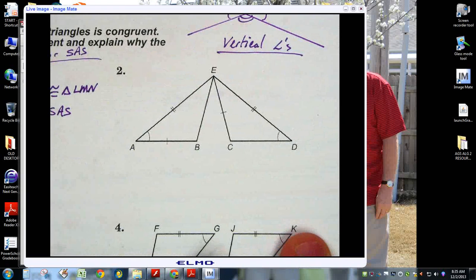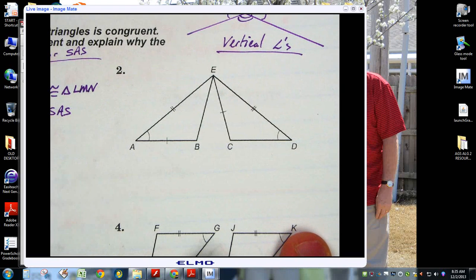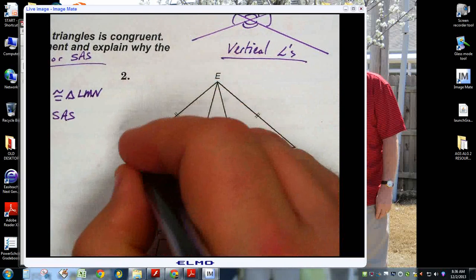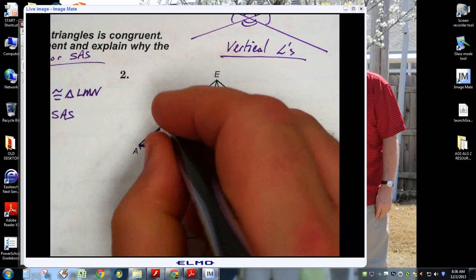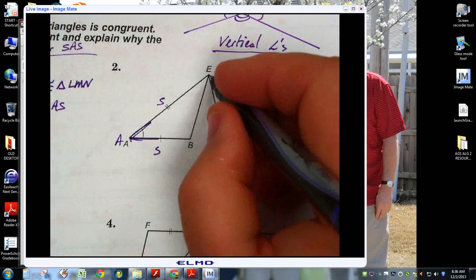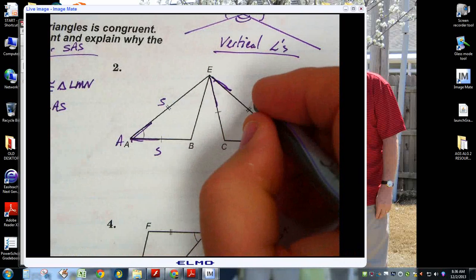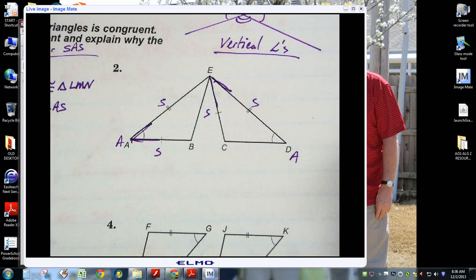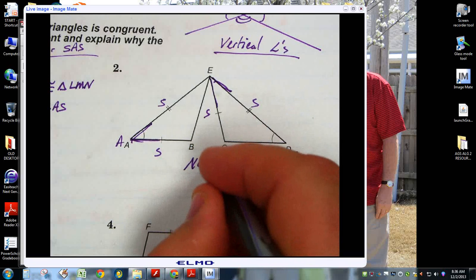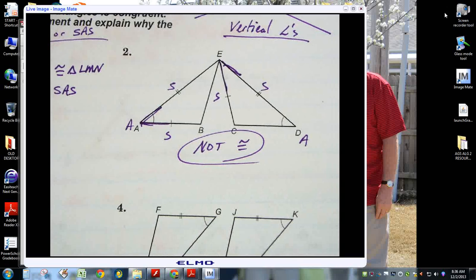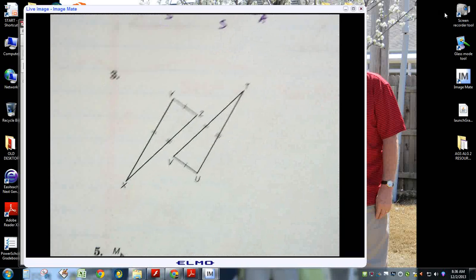Number two, I have three things here, don't I? I have an S, an A, and an S. Well, is this one side angle side? Yes. Is this side angle side? No. The angle's outside the other two, isn't it? It's not in between. So are these congruent? No. Not congruent. Everybody see that? Going on to here.